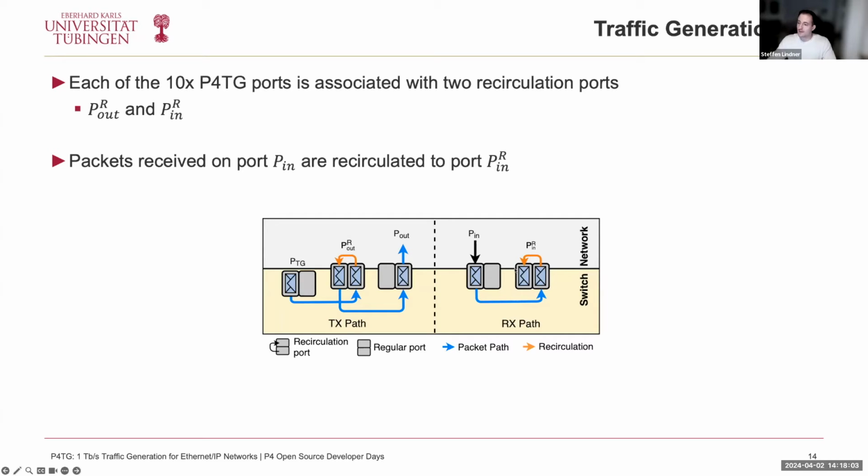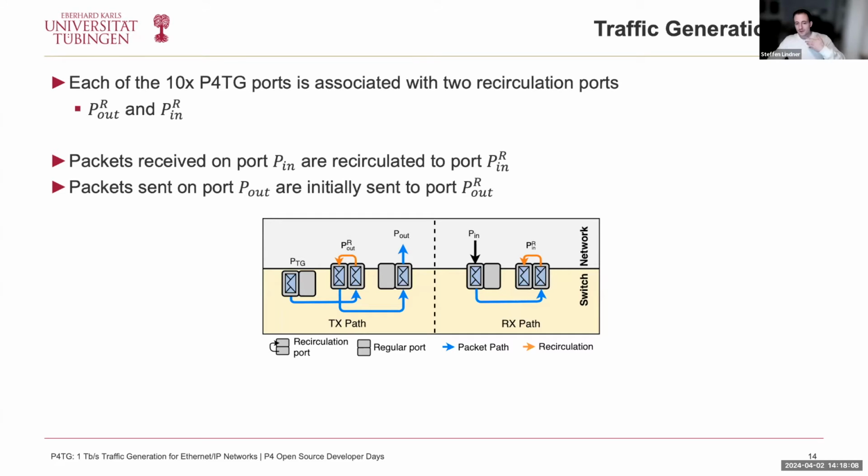There it is recirculated, and then we are done on the receive side. When we generate a packet and send it out, it is first generated on an internal traffic generation port in the Tofino. And instead of directly sending it to its appropriate port, we first recirculate it via the PR out recirculation port and then send it to its final destination. And we do that so that we can collect statistics during the recirculation so that we have basically 2 pipeline runs to collect all statistics that we need.